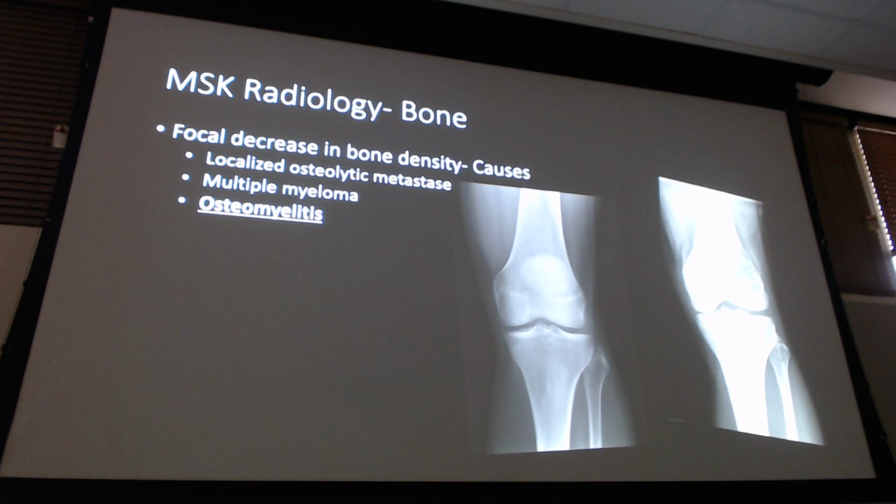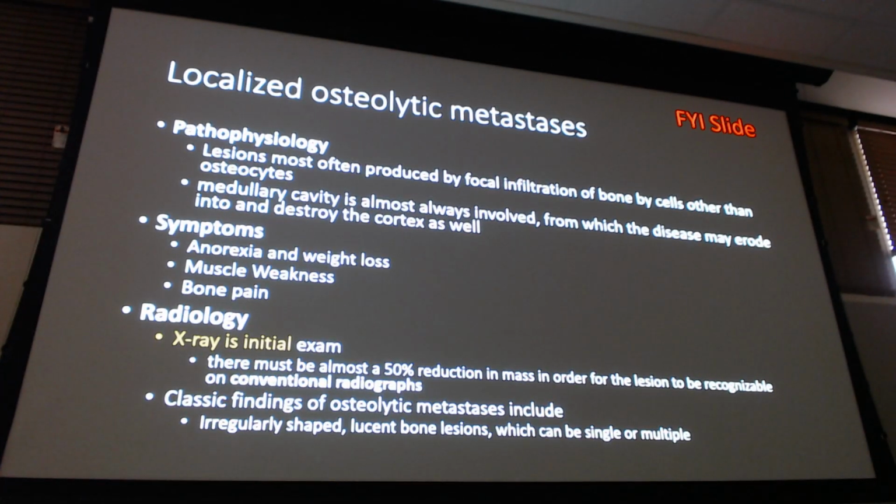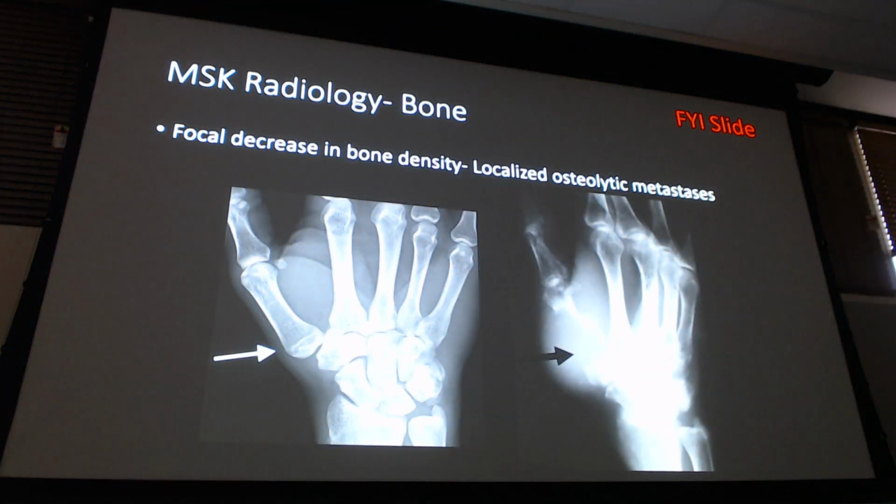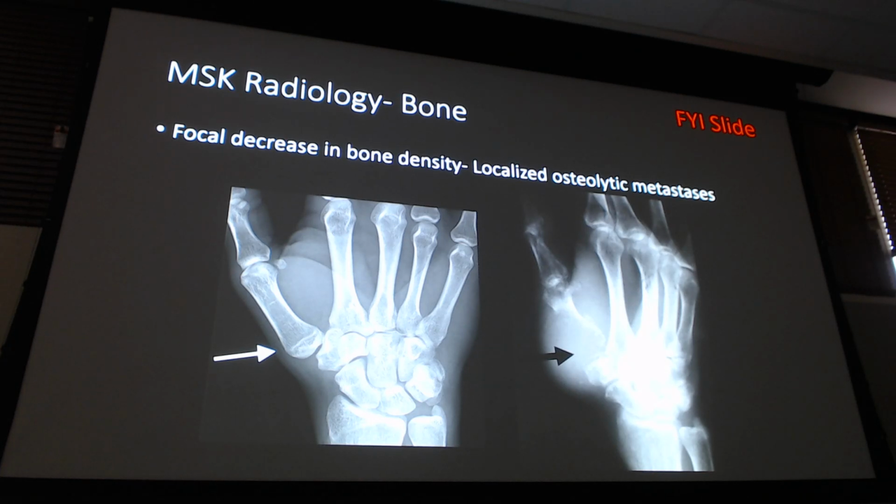So just briefly as we run through, localized osteolytic metastases. Okay, so now we got cancers again that we talked about before, but this one is osteolytic, so there's still metastases. A lot of the same symptoms as the osteomalacia, but I'm not testing you on this one. But x-ray is still the initial exam, okay? What you end up seeing is basically eroded bone.